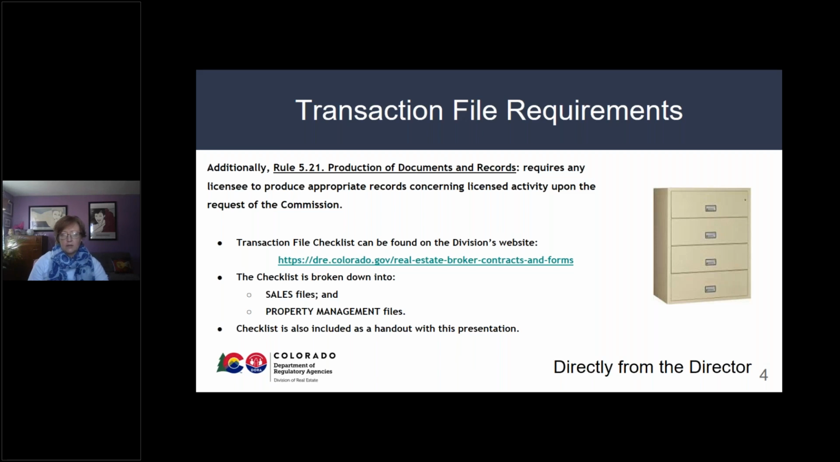Or if you've got a seller that is going to be living in the property for a while after the transaction closes, if that's the scenario, then we would expect to see a post-closing occupancy agreement.